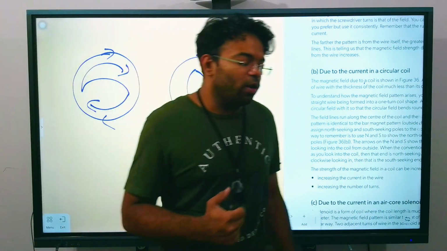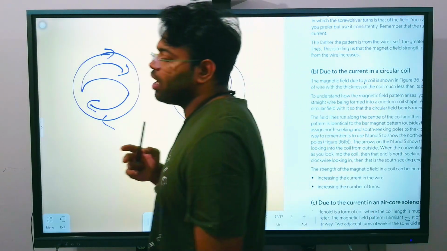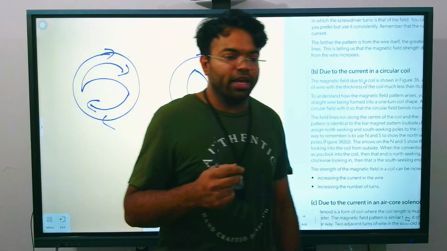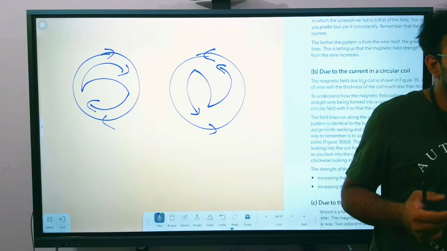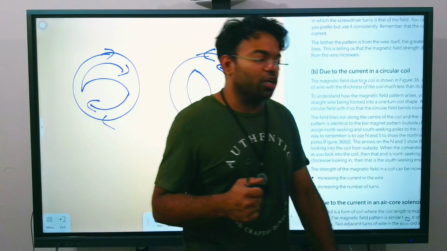A magnet will always have two poles, always. You cannot have an isolated monopole. That was the beginning of our chapter, right? You cannot have a monopole, but for a charge, you can have an isolated charge.